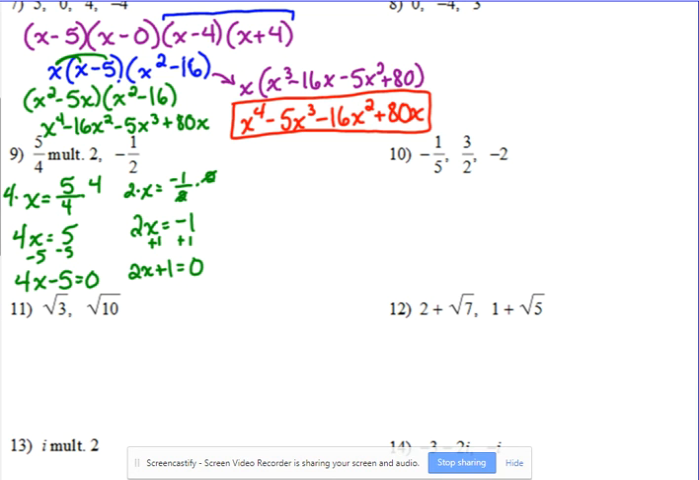So let's find out what polynomial this is. We've got 4x minus 5 twice because it was multiplicity of 2. And then we've got 2x plus 1.